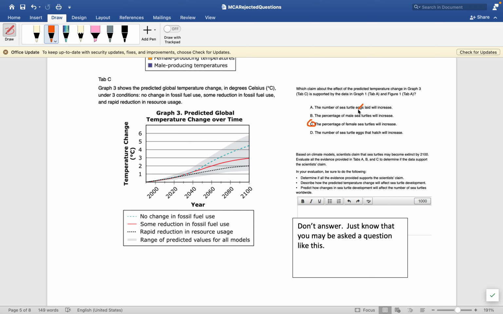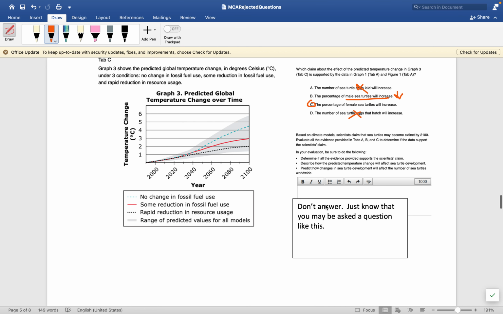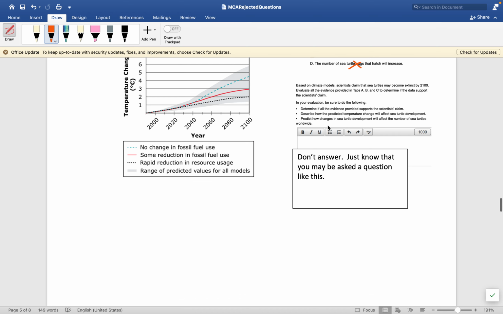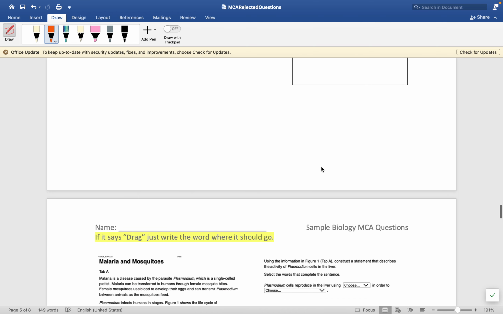It doesn't talk about number of eggs laid. Males, it needs to be colder. And that also, we're not reading anything about that, okay? And then this is a question that you don't need to answer. Just know that you may be asked because you might have to use the information that you are presented to answer and predict what might happen to sea turtle development worldwide.